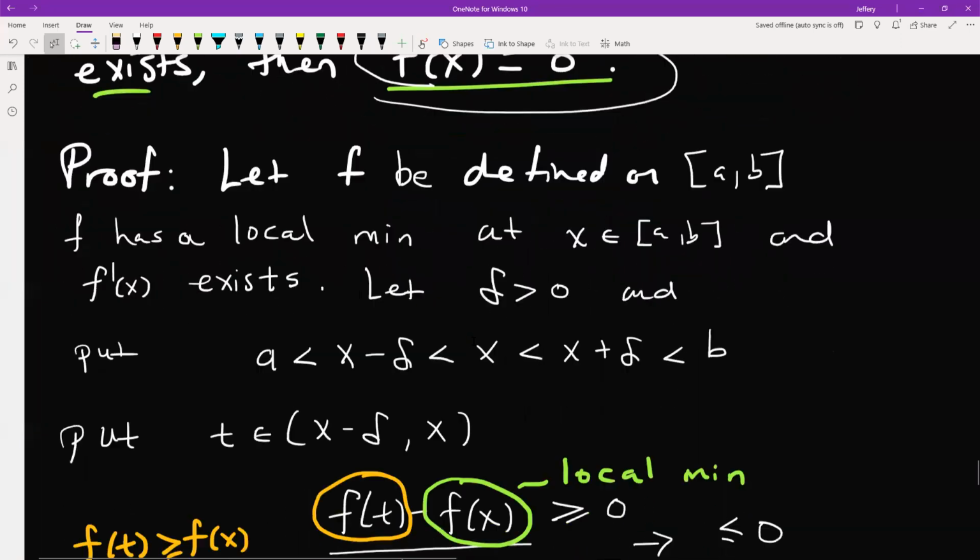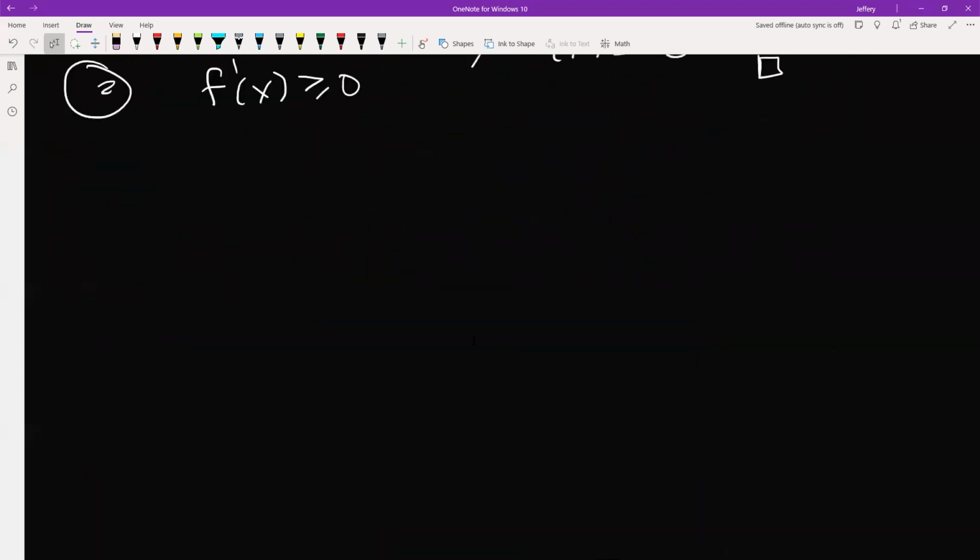So let's see. I want to do two more things, I think. Yeah, let's do two more things. So the next thing I'm going to do is a theorem that I'm not going to prove. Sorry. But I want to just write it down because I'm going to use it to prove another theorem.